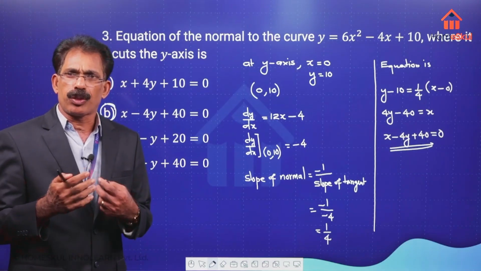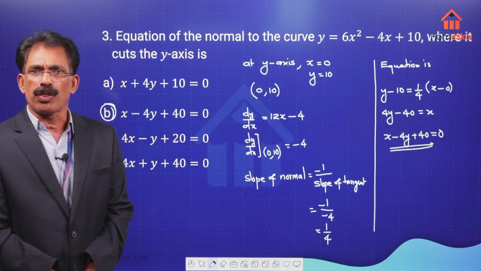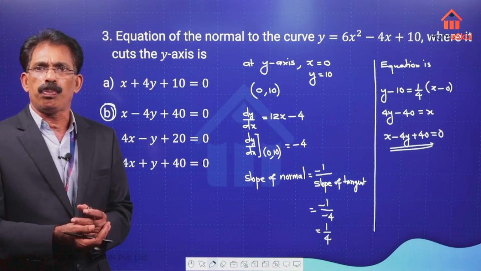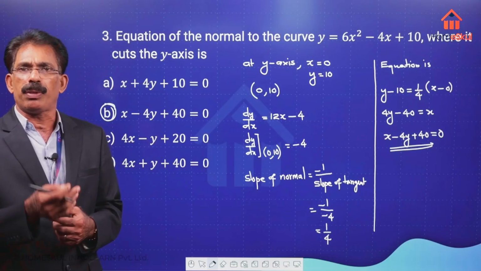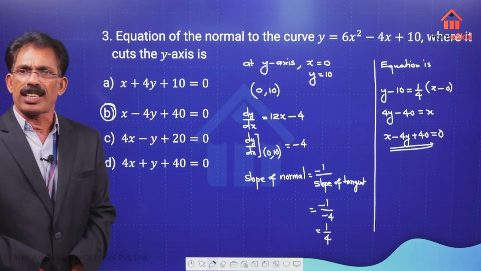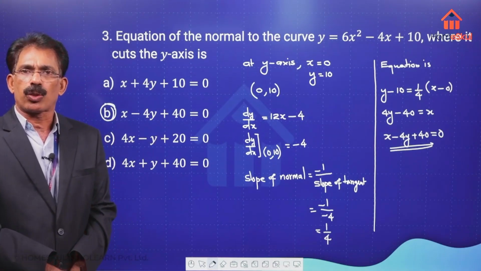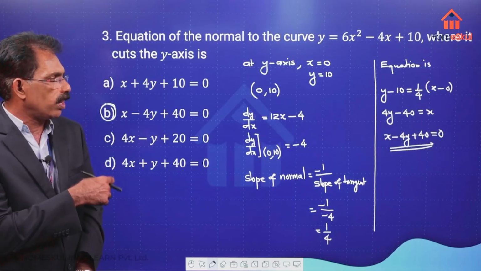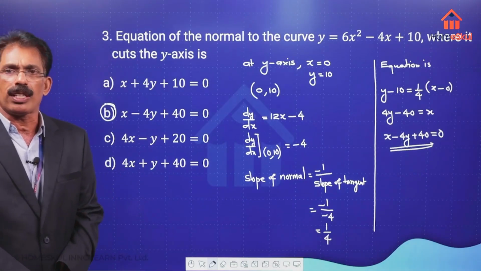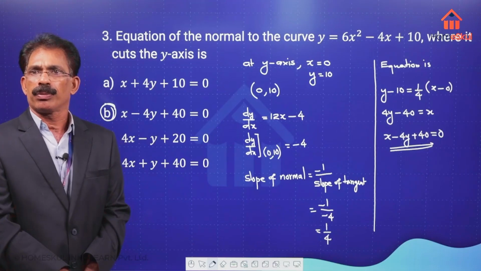Do you remember the method for finding the equation of the normal? You directly find the slope of the tangent, and the slope of the normal is minus 1 by the slope of the tangent. And after finding the slope, we apply the equation y minus y1 is equal to m into x minus x1, isn't it?